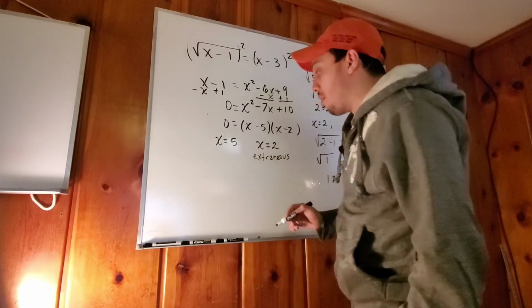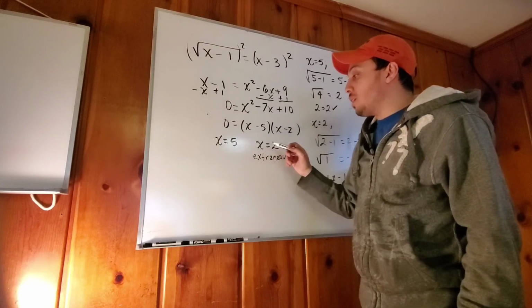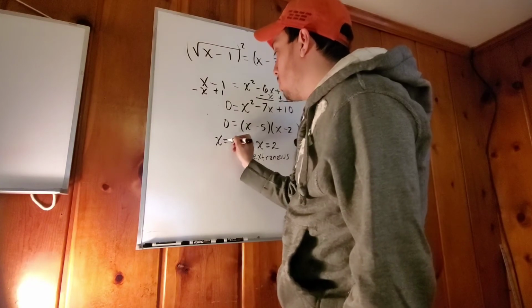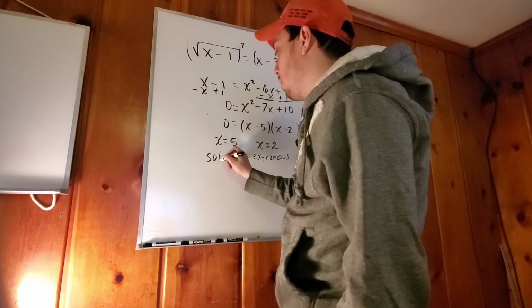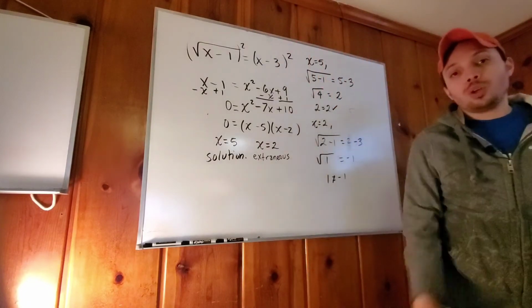And in your answer, you have to write the answer x equals 2 is extraneous. So the only real solution is x equals 5. Okay, so that's what you have to write.